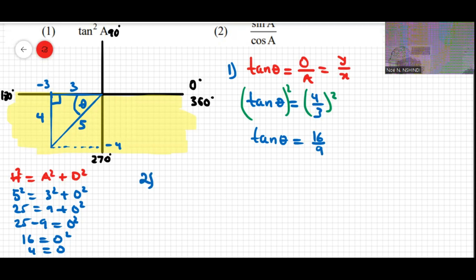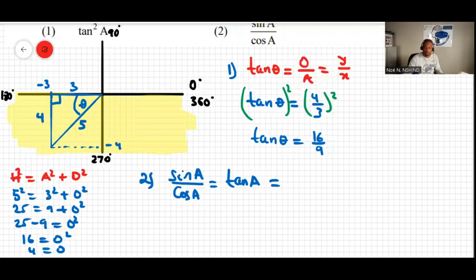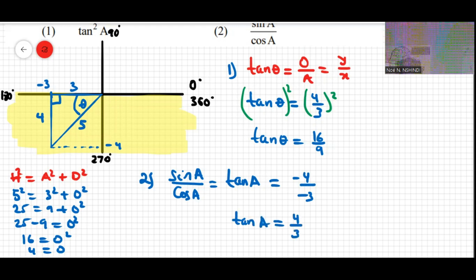And then question 2 says sin A over cos A. You know that this is just sin A over cos A. We have mentioned that already. This is just equal to tan A. Sine over cos is just tan. You can just say this is equal to 4 over 3, even if you say -4 over -3. So tan A will be equal to 4 over 3. Okay, thank you.